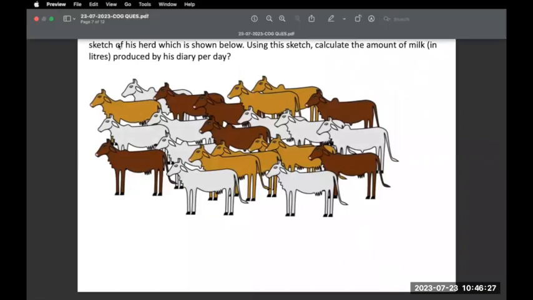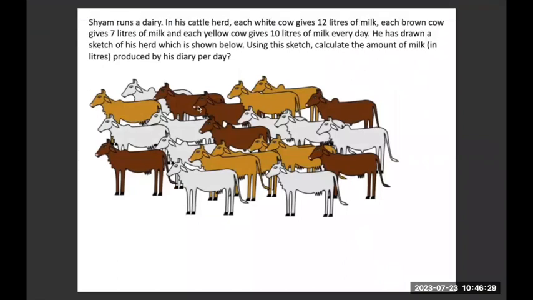Here, this guy, Shyam, he runs a dairy. In his cattle herd, each white cow gives 12 liters of milk, each brown cow gives 7 liters of milk, and each yellow cow gives 10 liters of milk every day. He has drawn a sketch of his herd, which is shown below. Using this sketch, calculate the amount of milk produced by his dairy per day. You are given how much milk is produced by which colored cow, and you are given a sketch of that herd also. What you have to find is the amount of milk produced.